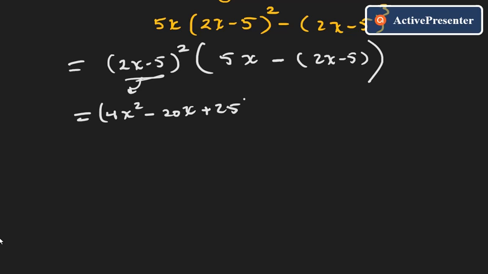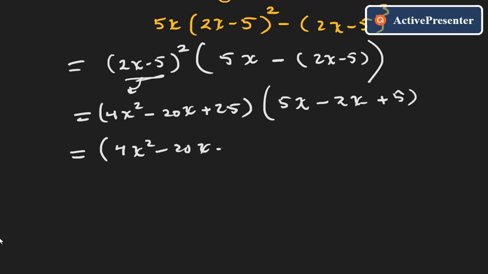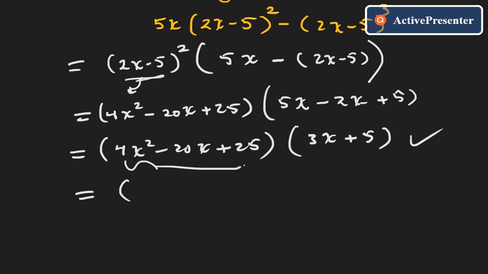Multiplied in 5x minus 2x plus 5, right? So this is equal to 4x squared minus 20x plus 25 multiplied in 3x plus 5, and you are done in this factoring because you cannot proceed more. Or you can write it as before if you would like, because we are expanding, not factoring. So better to keep it like this.